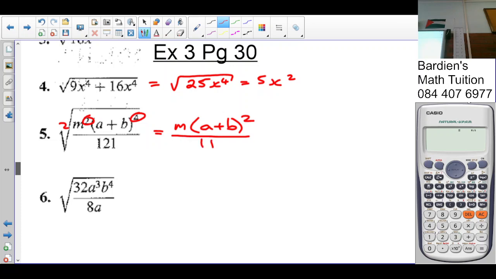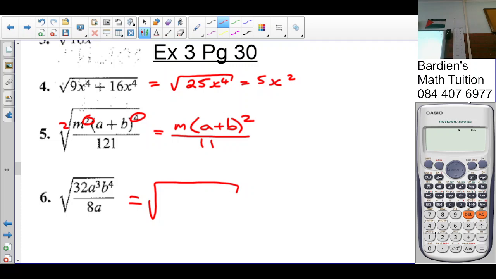Okay, number 6. Is 32 a perfect square? No. Is there one term inside the bracket under the square root? Yes. So I could have applied the square root if it was, however, perfect squares. But since it's not perfect squares, I must first simplify it. Okay, so the square root remains. So let's simplify inside this bracket.